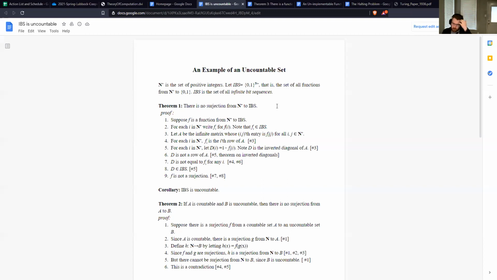So with that in mind, let's consider the following. We've got N plus as the set of positive integers. So 0 is non-negative and not positive. So we've got 1, 2, 3, 4, 5, 6, 7, all of them, all the positive integers. Let's define something called IBS. We're going to refer to that as the set of all infinite bit sequences. What this means is it's the set of all functions from N plus to the set {0, 1}. So I'm going to give a quick example of a function that would be in this set.